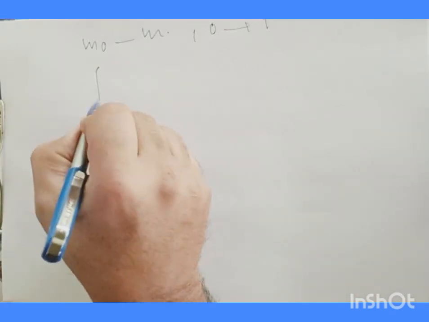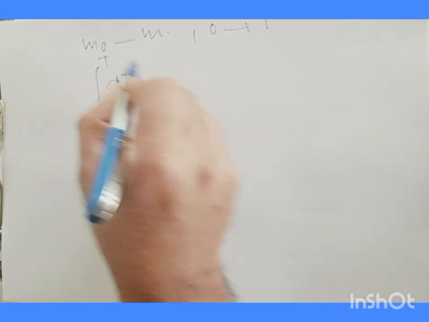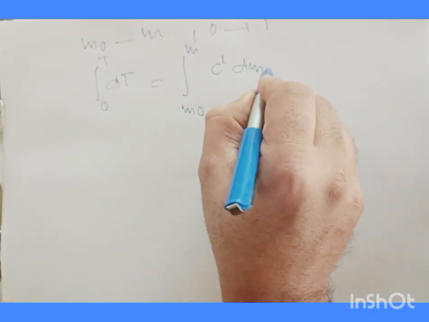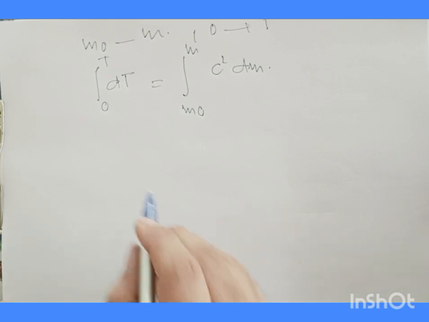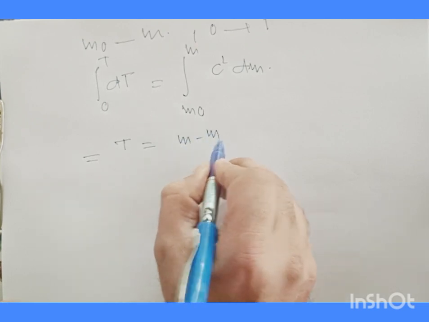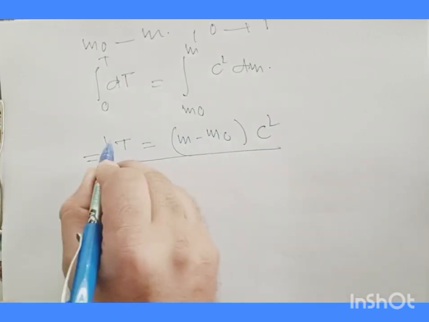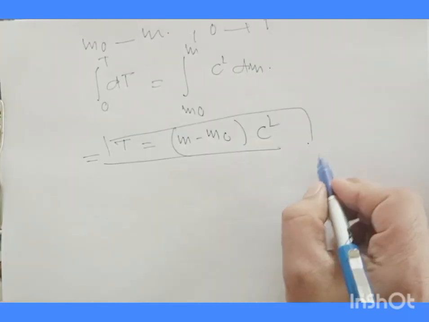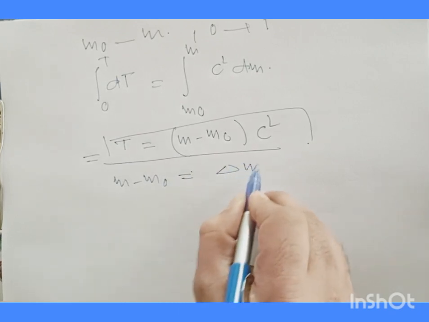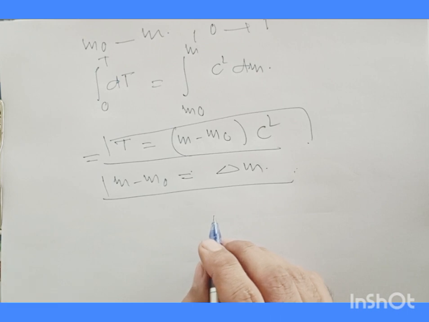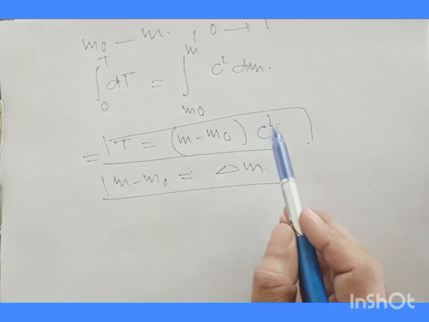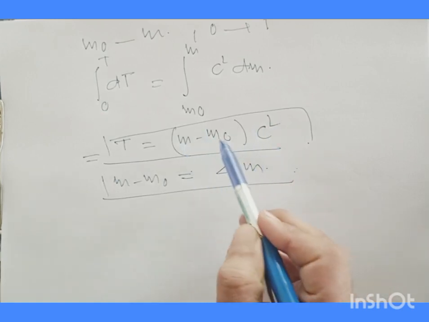what will happen to that equation is I'll get the integral of dT from 0 to T equals the integral from m naught to m of c square dm. That should be the case. And we can integrate it. So here we'll get T is equal to m minus m naught times c square. Now this m minus m naught is called the mass defect, so this is delta m. All right. So what it shows is that the increase in kinetic energy is basically c square times the increase in mass of the moving particle.